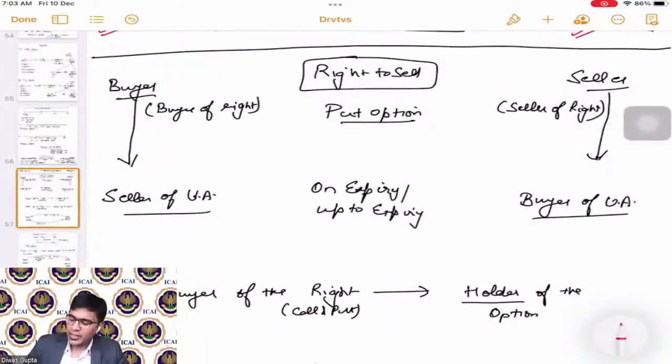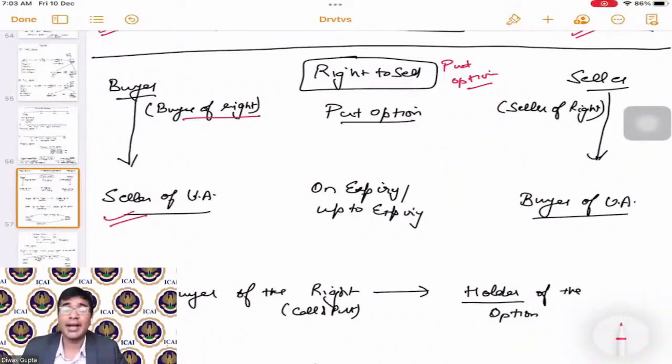Then on the right to sell, which is the put option, we studied that in case of a put option, the buyer of the right to sell is the buyer of the right, but he would ultimately be the seller of the underlying asset, correct? Because he's buying the right to sell. So in a future date, he's going to sell. Similarly, the seller of the right is actually the buyer of the underlying asset, because here the right is to sell. If he's selling the right to sell, he will have to purchase the asset in future, correct?